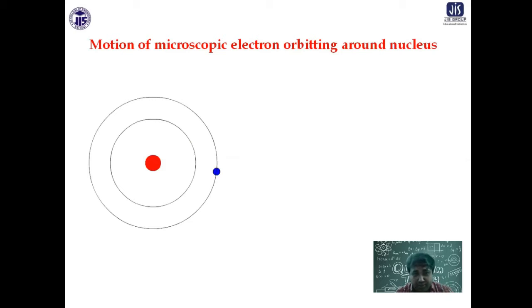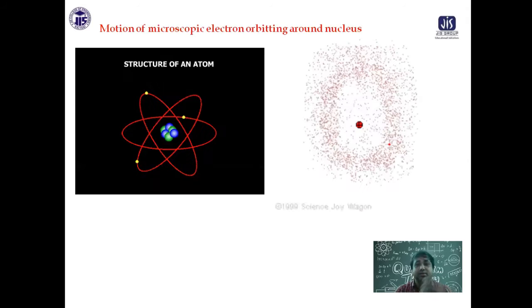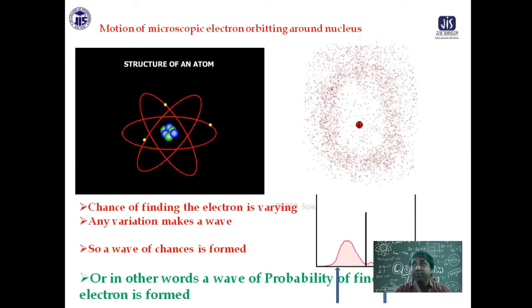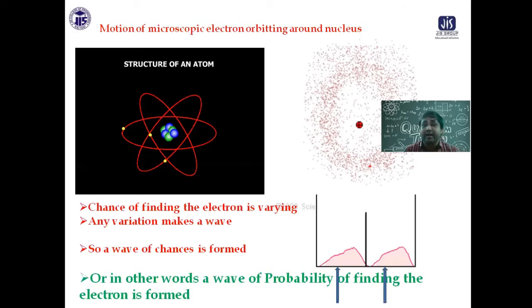So I have to take a chance to find out the electron. Chances will vary, as you can see in this picture. If I look at a given point, at that particular point, the chance of finding the electron is varying every time. So any variation, any fluctuation makes a wave. So it's a wave of chances, or a wave of probabilities.